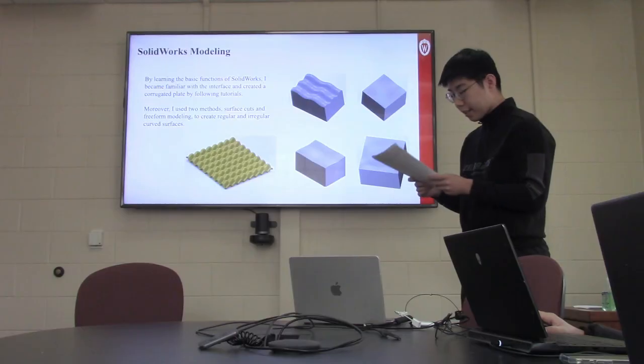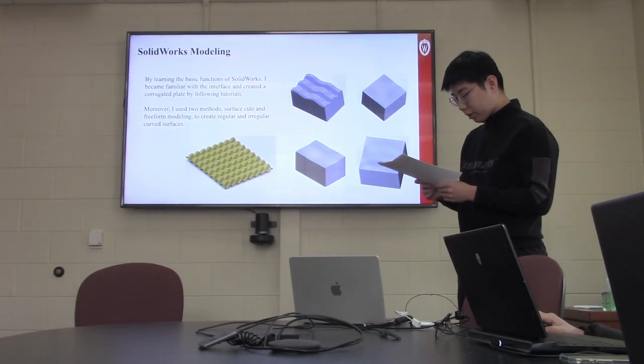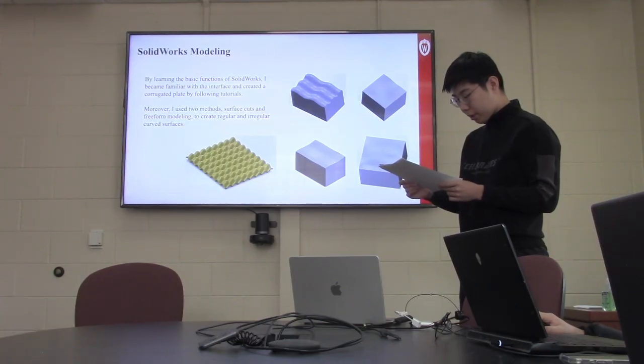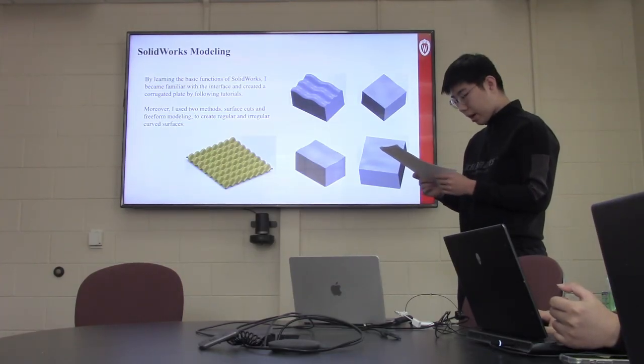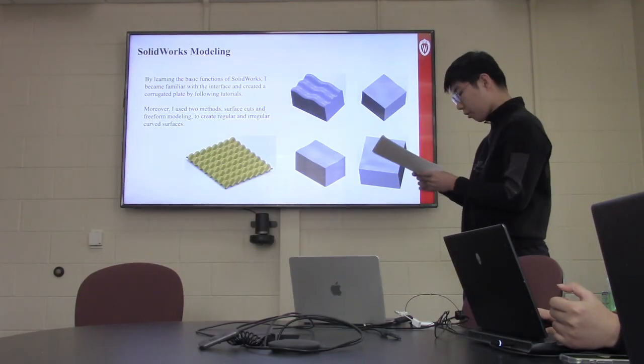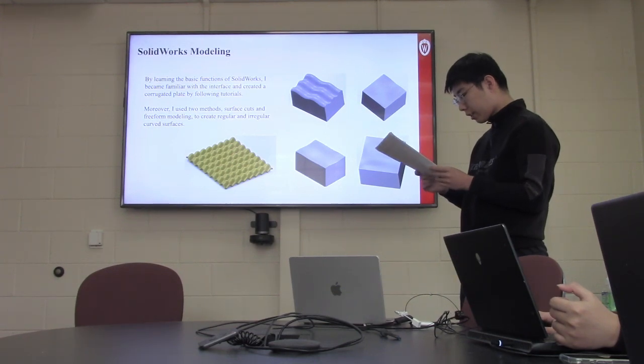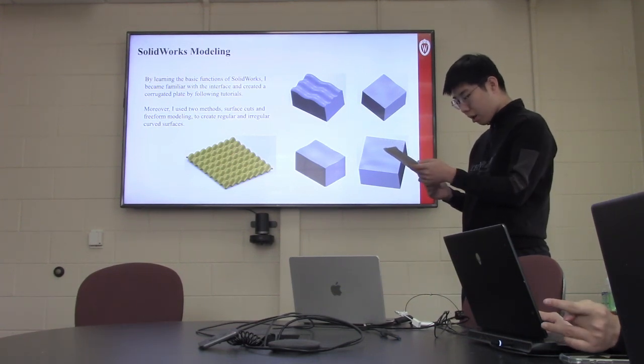In addition to scanning, I also needed a real curved surface to work with, so I used SolidWorks to design some. By following a few tutorials, I became comfortable with SolidWorks and created a variety of test shapes. For example, a corrugated plate. I tried different modeling approaches.